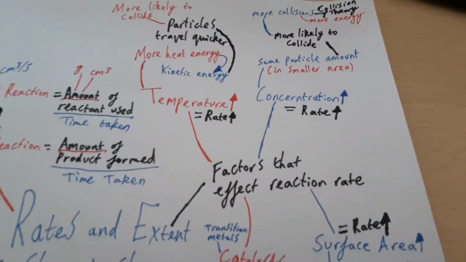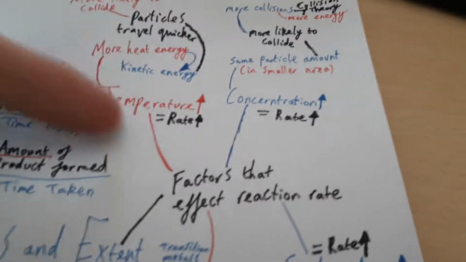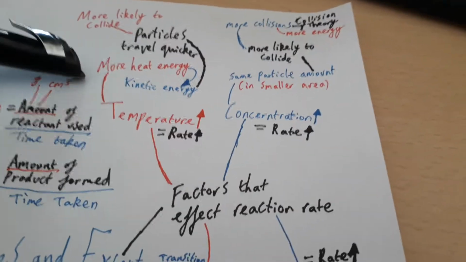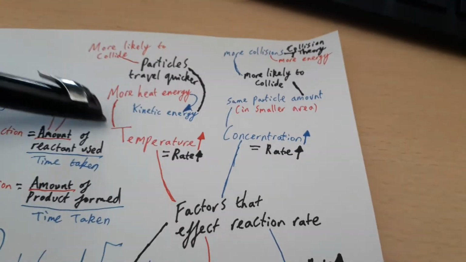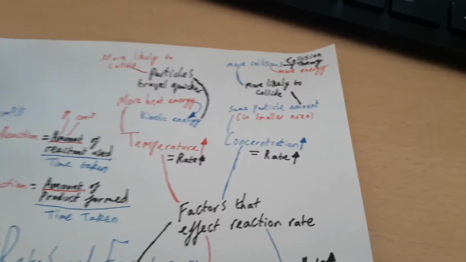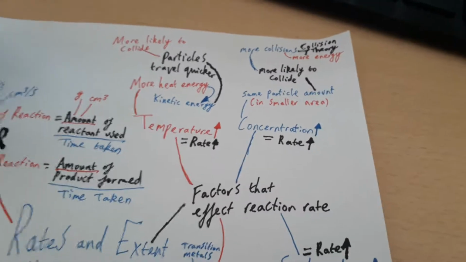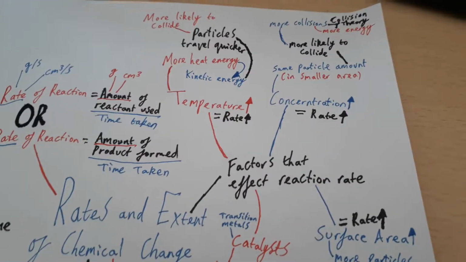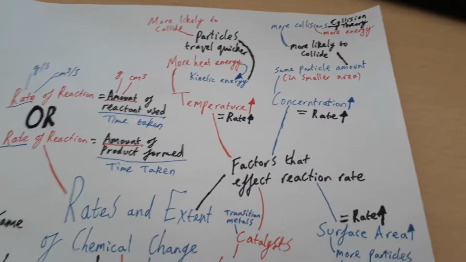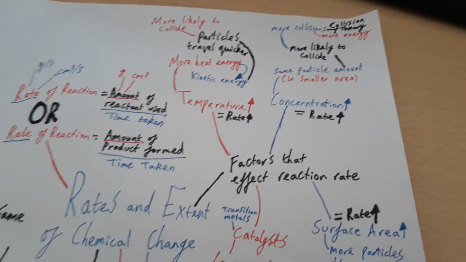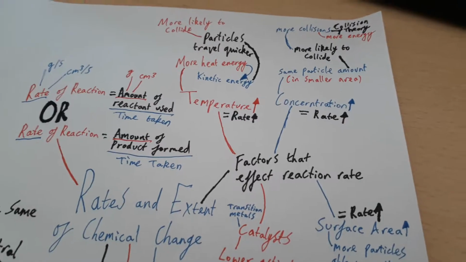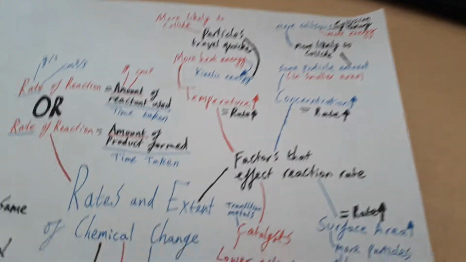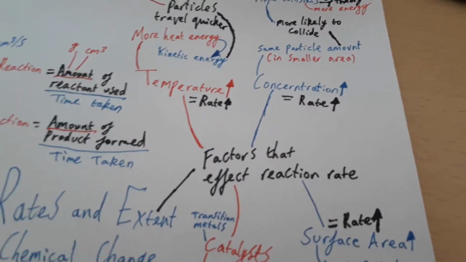Temperature affects reaction rate. As the temperature goes up, the reaction rate also goes up. Due to there being more heat energy given into the reaction, more kinetic energy is given to the particles, so the particles can travel quicker. And the quicker particles travel, the more likely they are to collide. If there are more collisions, that leads to more energy due to collision theory, and the more energy makes it speed up. It's kind of similar, but concentration leads to the rate going up.